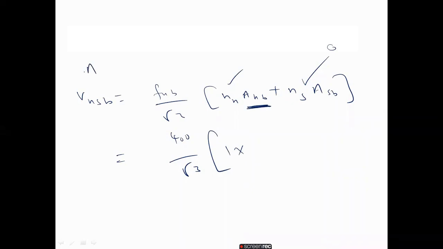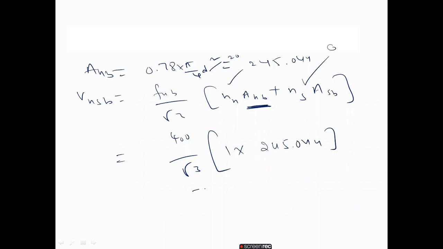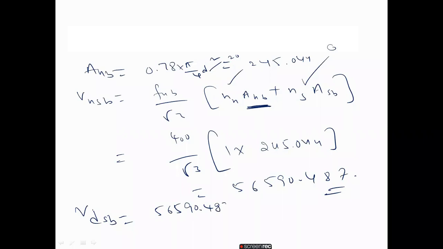Okay, and now we need ANB. How will we calculate ANB? ANB is nothing but 0.78 into pi by 4 d square. D is nothing but 20, the diameter of the bolt. You will get 245.044. Now I will substitute here. Okay, so I will get the answer as 56590.487. Now calculate the VDSB, that is the strength, equal to 56590.487 by 1.25, that is the factor of safety. So you will get 45272 newtons. This is the formula calculation for the strength in shear.